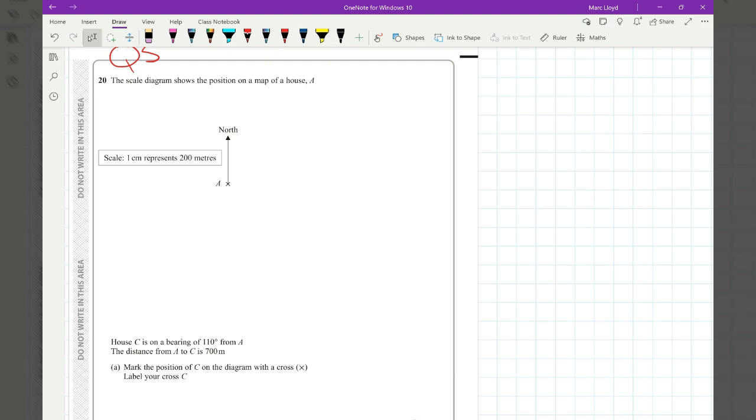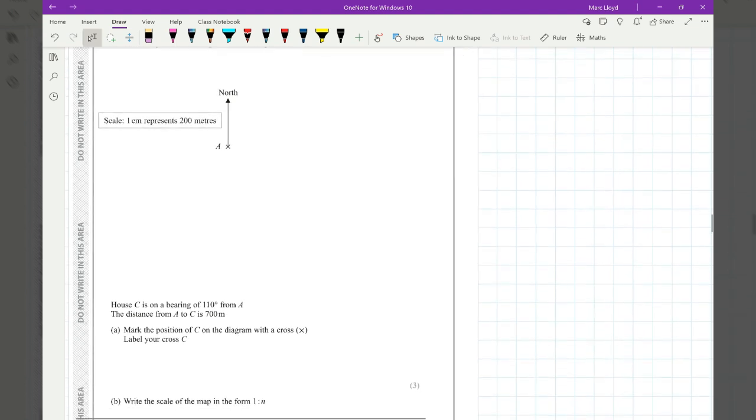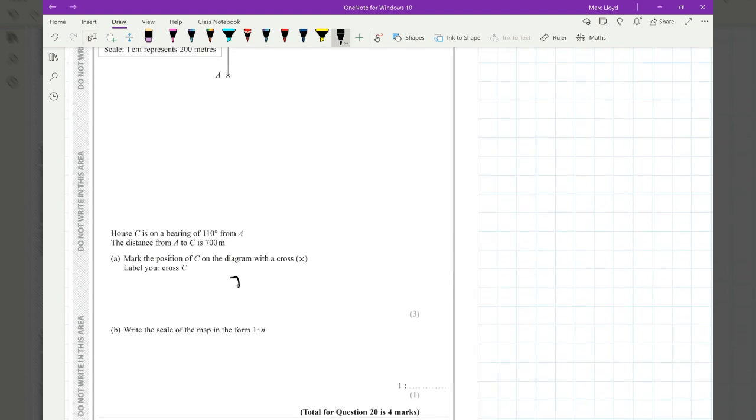I had a sneaky look at this. I don't have the technology to do this perfectly, but the scale diagram shows the position of house A on a map. We're pointing up north, and the scale is 1 centimetre to 200 metres. House A is on a bearing of 110 from A. The distance is 700 metres. So what you need to do first of all is 700 divided by 200, and that's going to tell you how many centimetres it is. It's 3.5. 3.5 centimetres is the length you're going to draw.